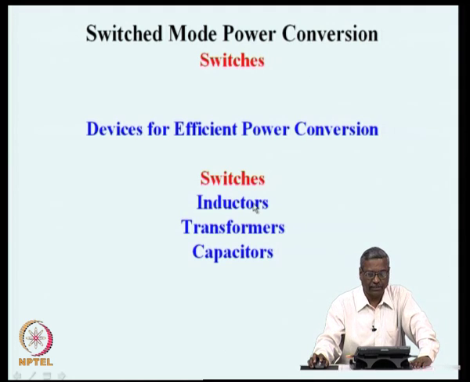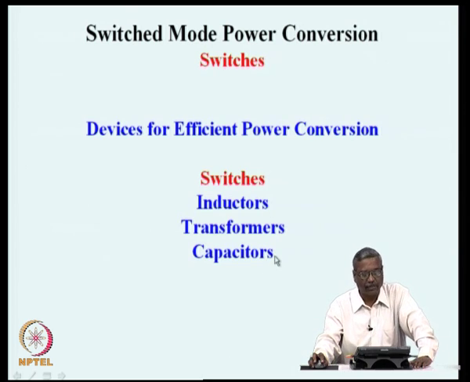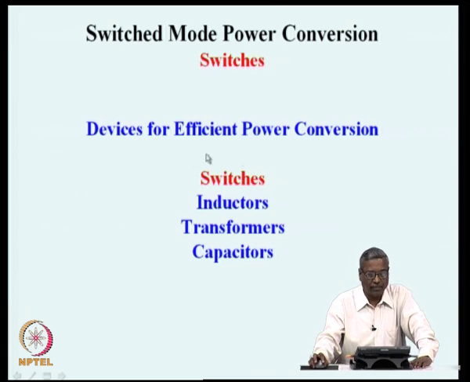Inductors store energy, and when they are discharged, they will give back that energy. Transformers transform power, do not dissipate power. Capacitors, just like inductors, store electrical energy which can be later on recouped. So, all the components that are used in power converters are lossless components. On account of that, the process of power conversion is efficient, and the devices that are used for efficient power conversion are the switches, inductors, transformers and capacitors.